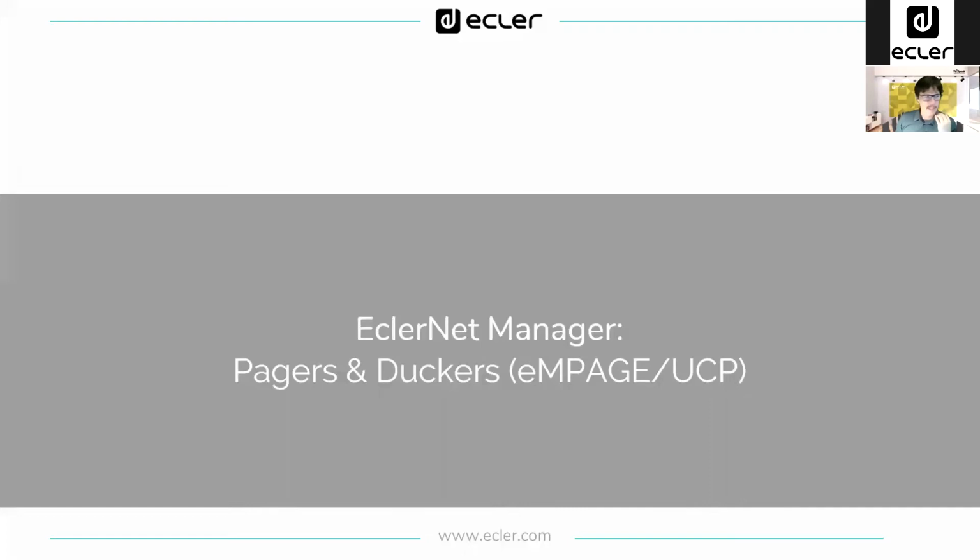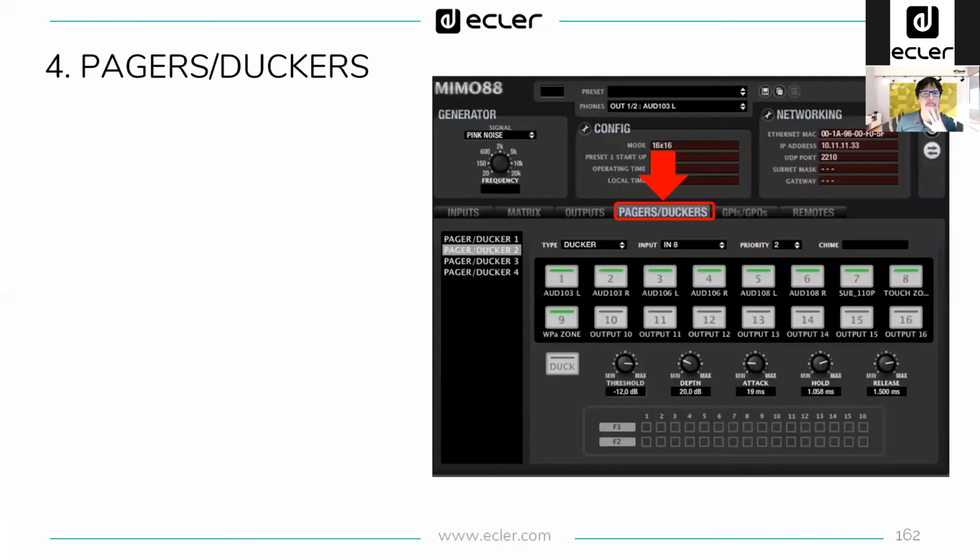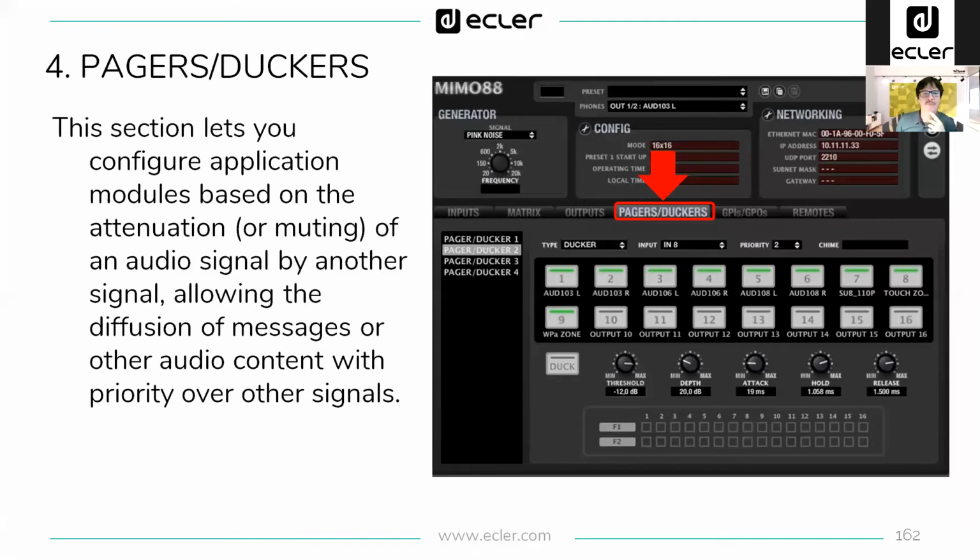Let's continue with pagers and duckers. EM page and UCPs. This is the MIMO 88 pagers and duckers section. It lets you configure the application modules based on attenuation or muting the audio signal by another signal. So once we activate the paging or the ducker, the signals will be attenuated and this value will be the reference. So in this case, it will be 20 dBs.